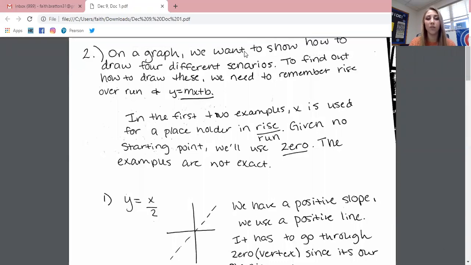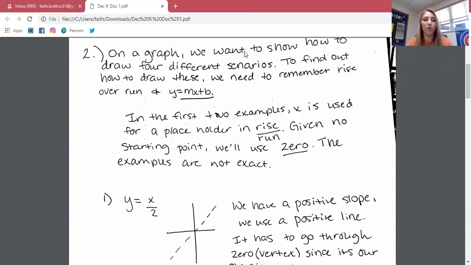Okay, we're going to start with number 2, and we're going to be using the X and Y and try to find scenarios. On a graph, we want to show how to draw 4 different scenarios. To find out how to draw these, we need to remember rise over run and y equals mx plus b. In the first 2 examples, x is used as a placeholder in rise over run. Given no starting point, we will use 0. The examples are not exact.